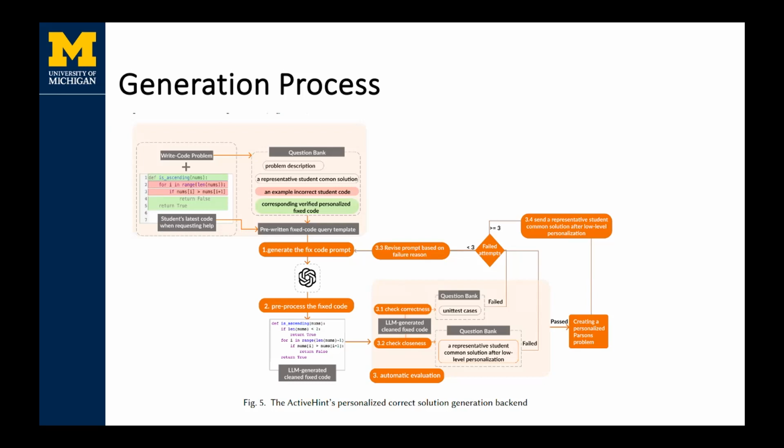We may have to revise the prompt if there's a failure, if it doesn't do the correct thing, and we have the unit test, so we can tell whether it's correct or not. So we can test with the unit test to see if it worked. We do 3 different attempts. If it doesn't work after 3 attempts, we go back to the common solution again. So we try to get the closest correct solution. So we check the unit test for those, we check the closeness, and we generate this personalized Parsons problem.